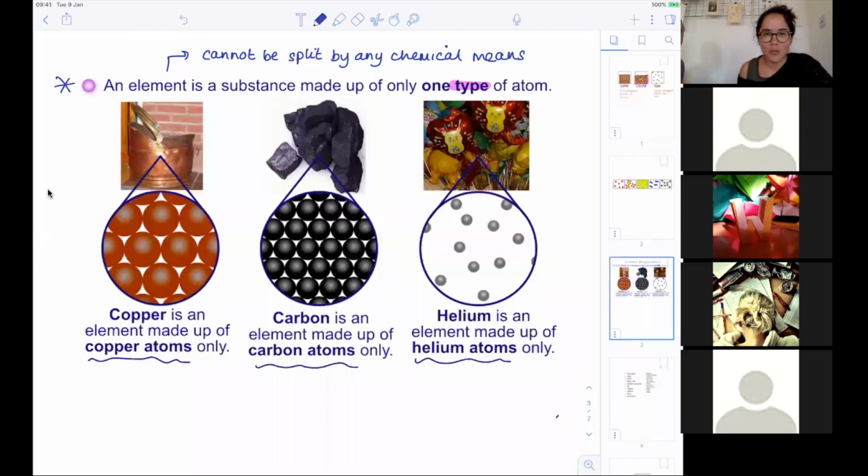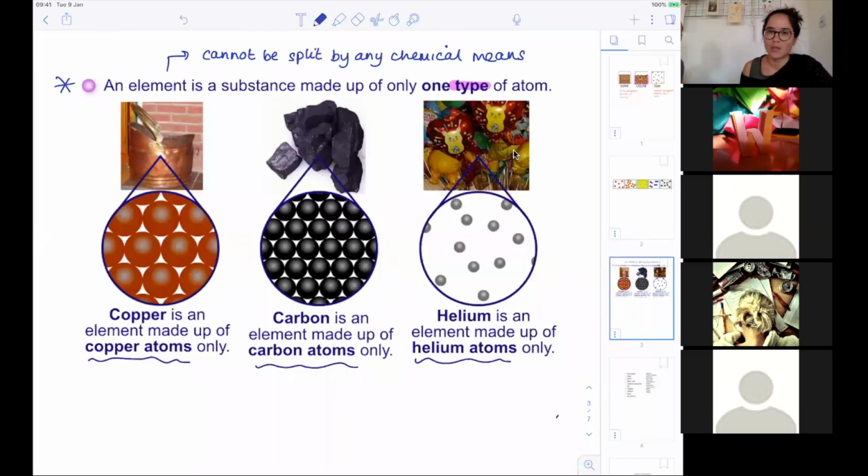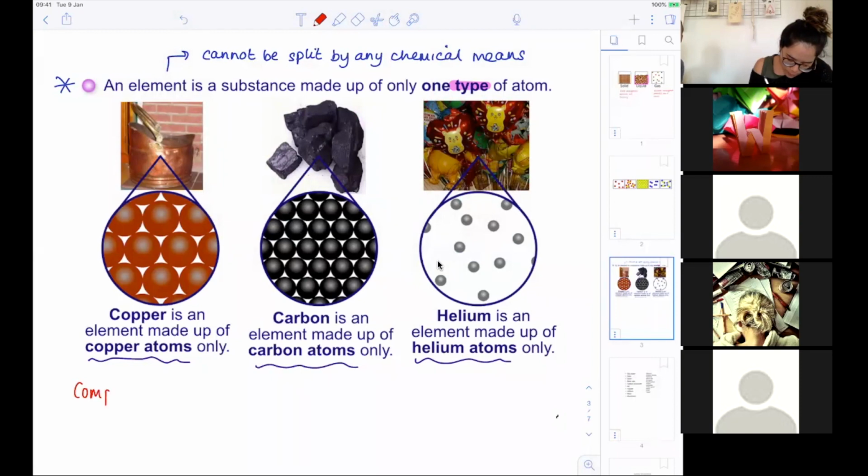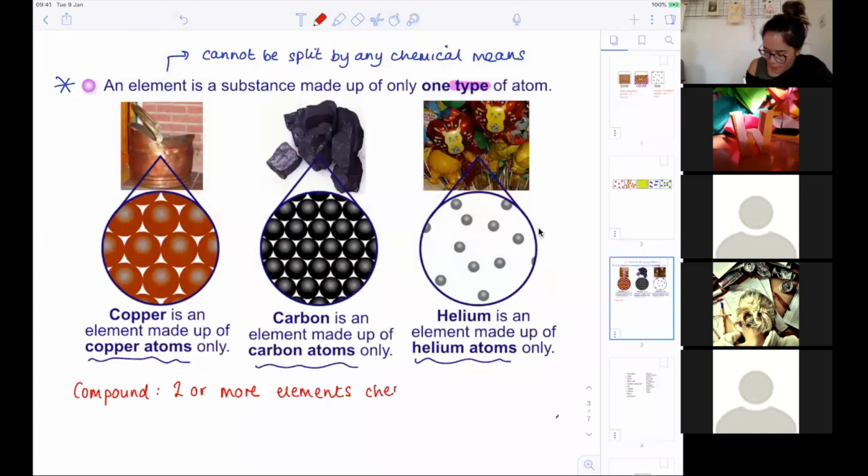Okay, so we've just talked about what an element is. It contains only one type of atom, which cannot be split. So what is a compound now? Well, a compound contains two or more elements chemically combined. And so that means a chemical reaction has to have taken place in order to produce our compound. A good example of this is water.